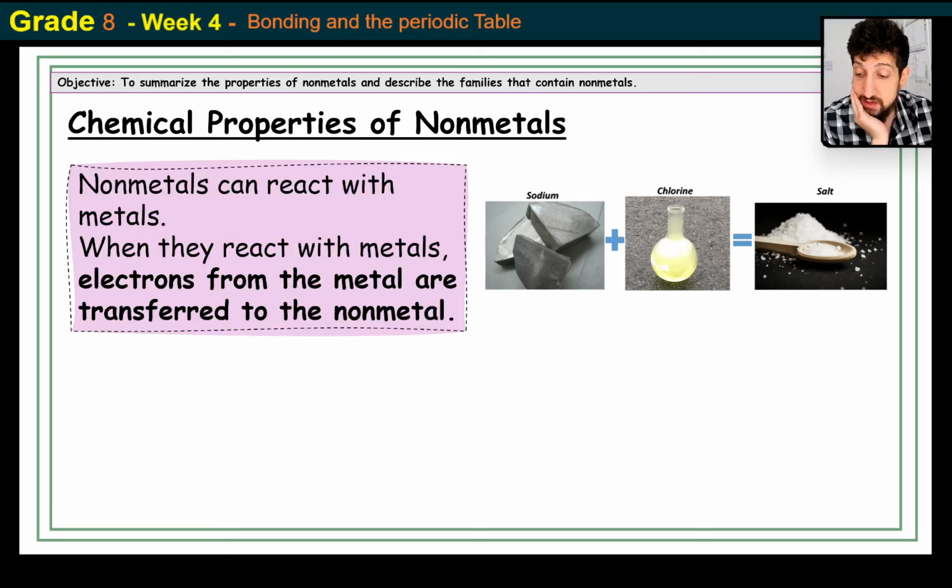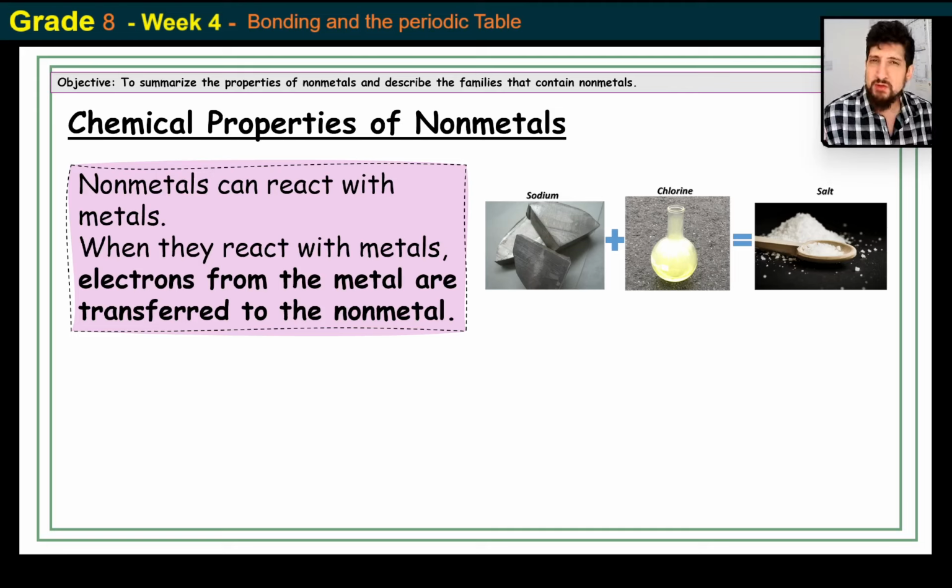Okay, let's keep going. So, chemical properties of nonmetals. Now, remember we talked about how metals give up electrons, because metals, group 1, group 2, group 3, they like to give up electrons. Now, why is that? Because it's easier to make a complete outer shell. If you have 1 or even 2 or even 3 electrons, it's easier to give up those than to gain 5, 6, or 7 electrons to have a complete shell.